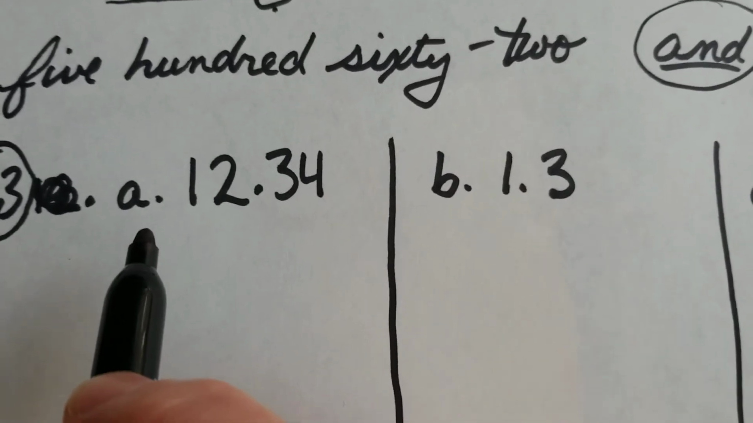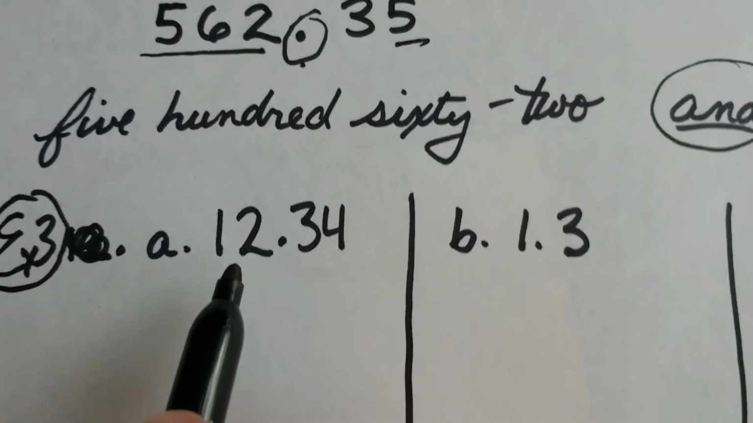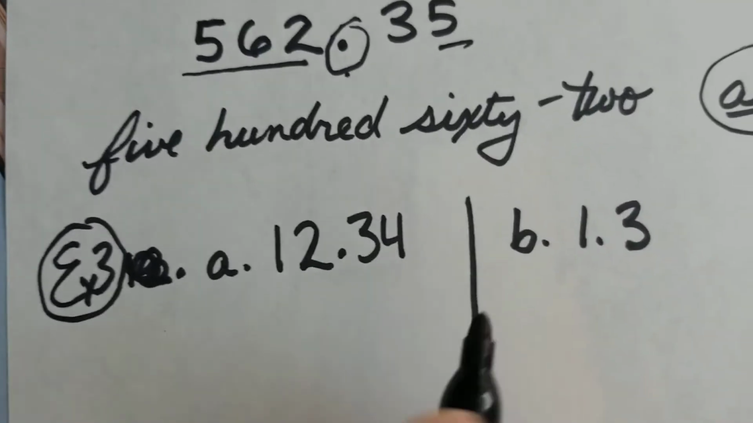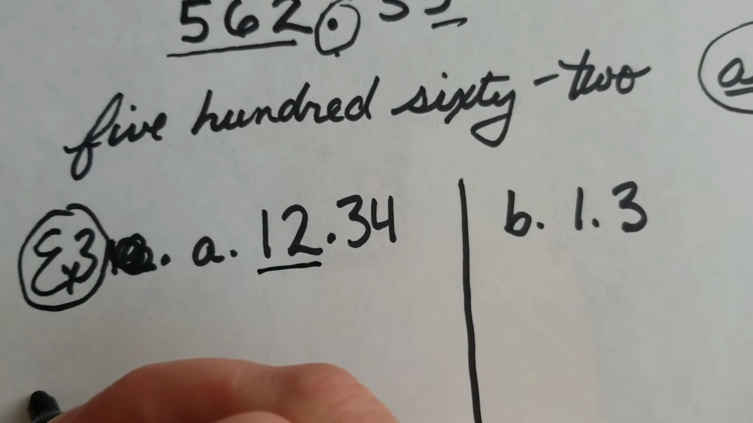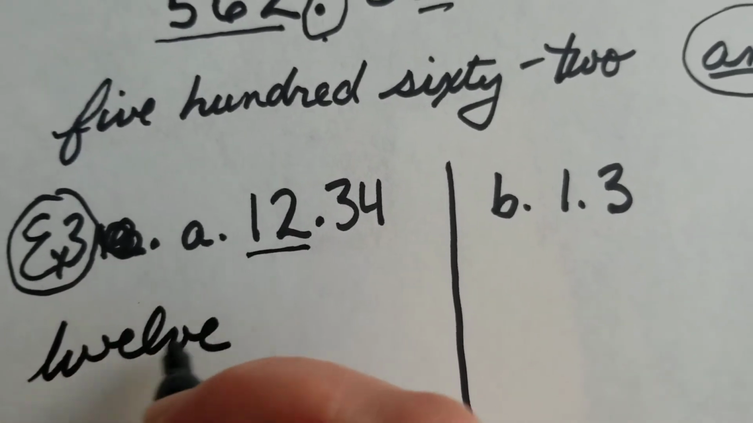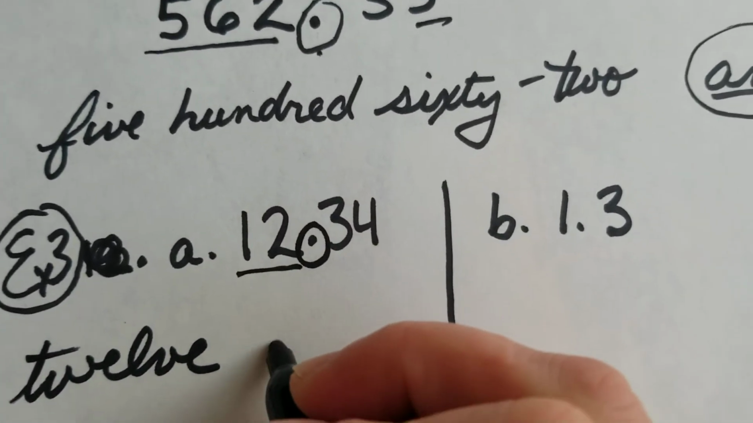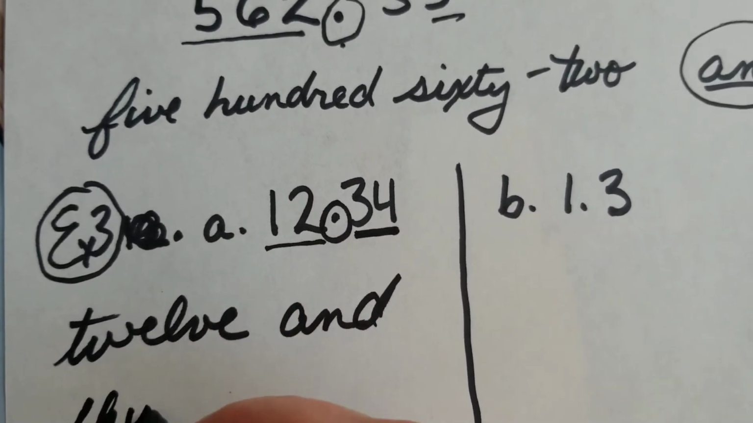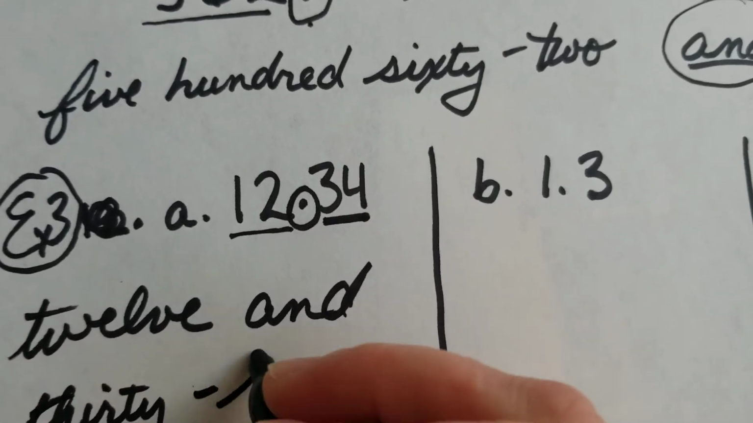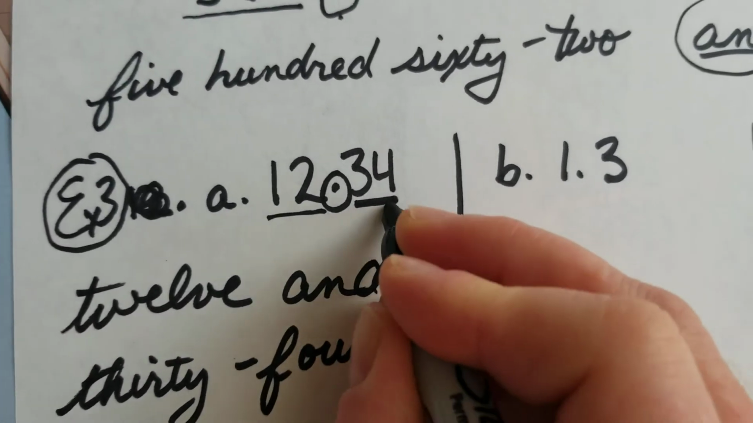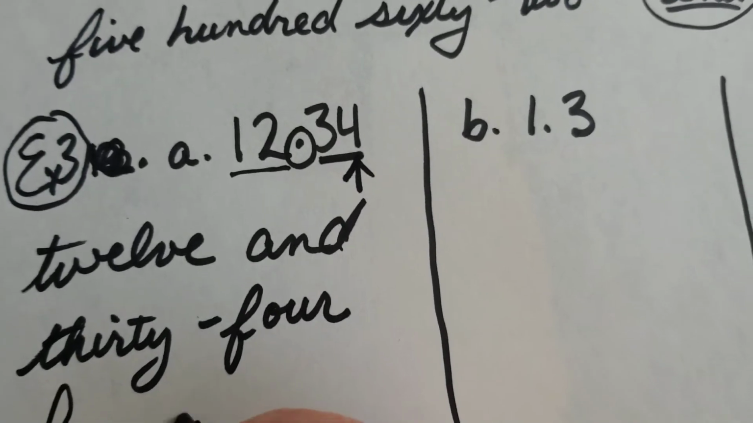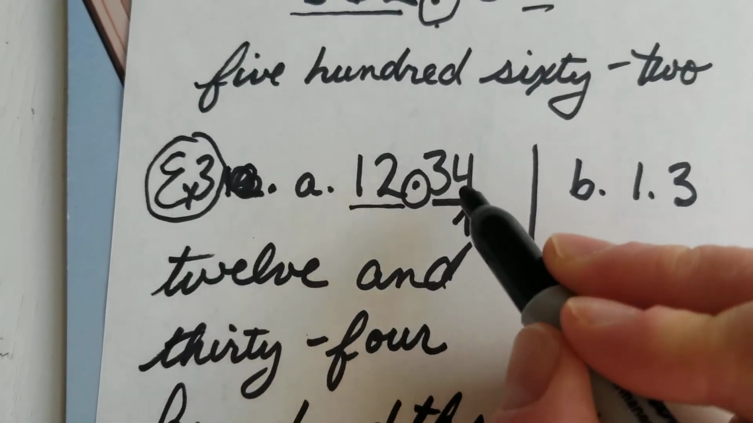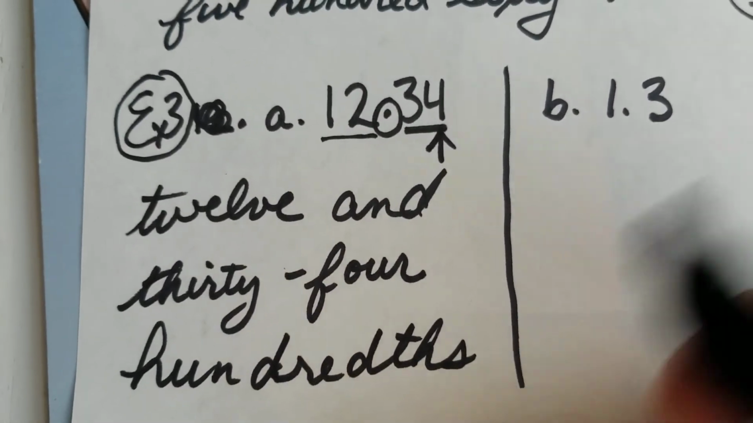So let's look at example 3, letter A. We have 1, 2, decimal point, 3, 4. We all know this is the number 12. What is the decimal point? And then we have the number 34. And the last digit 4 is in which place? Hundredths. So it's 12 and 34 hundredths.